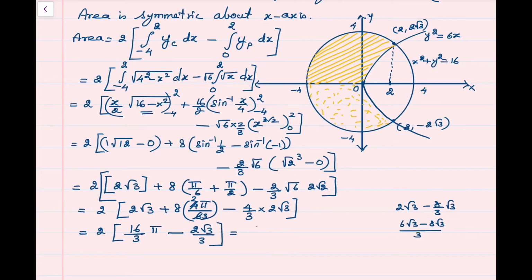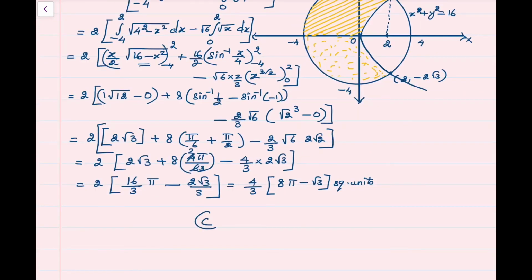2 by 3 is common. Therefore, we get 4 by 3 times 8 pi minus root 3 square units. The correct option is C.